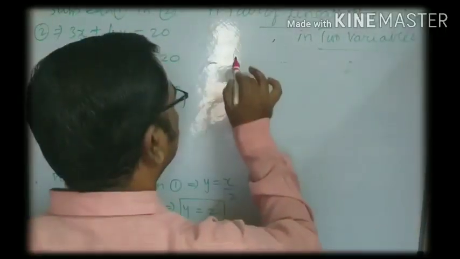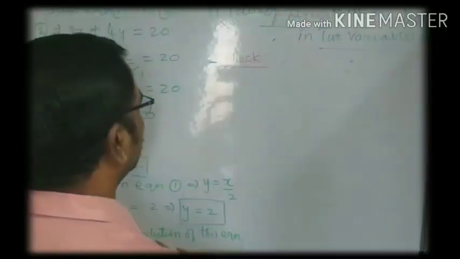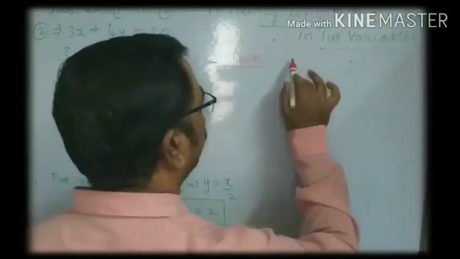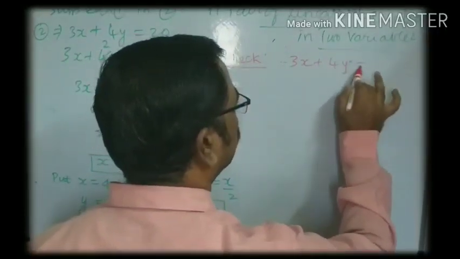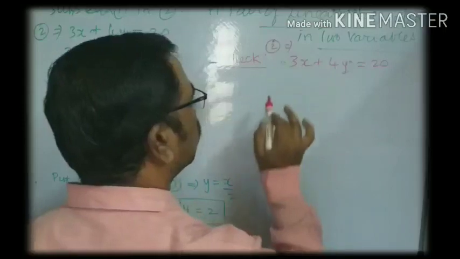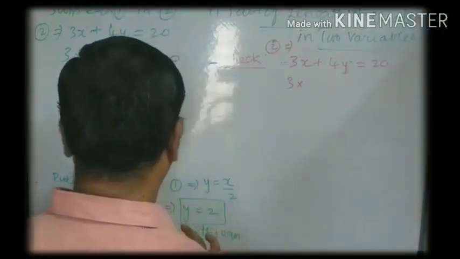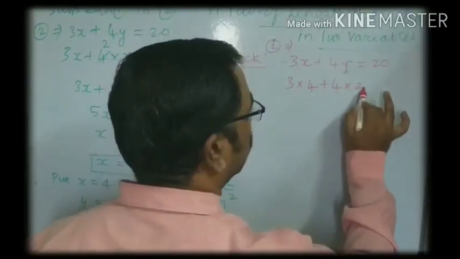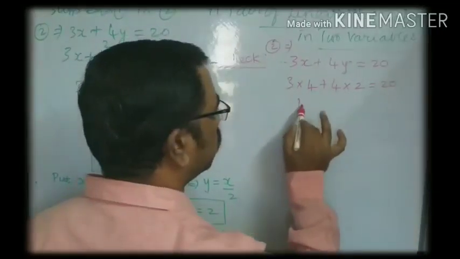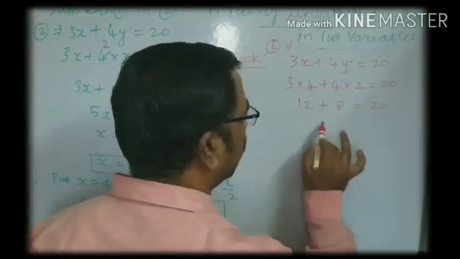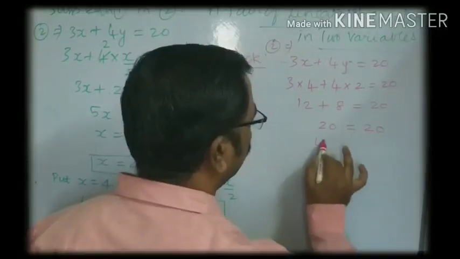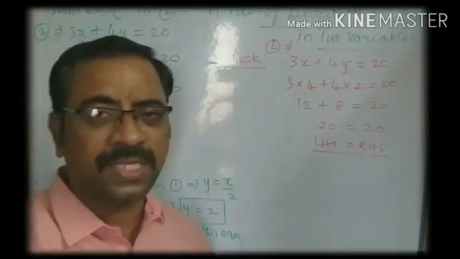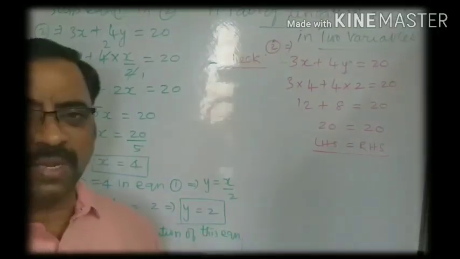We can also check whether the solution is correct by substituting these two values in any one of the equations. We have 3x plus 4y is equal to 20. I am taking the second equation. In this we are going to substitute the values of x and y. 3 into what is the value of x we got? 4. What is the value of y? The y value is 2. Checking both LHS and RHS, 3 4s are 12 plus 4 2s are 8 is equal to 20. 12 plus 8 is 20, which is equal to 20. So we get LHS is equal to RHS. Therefore our solution is correct and we can say this is a solution of the given linear equations.